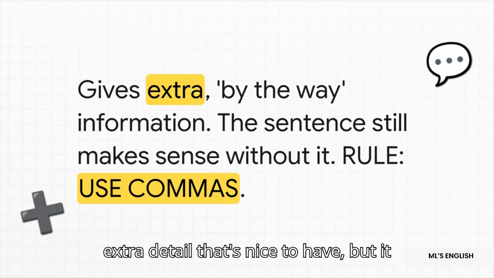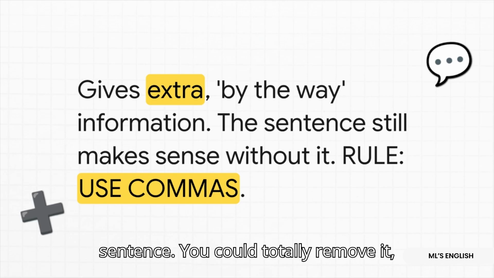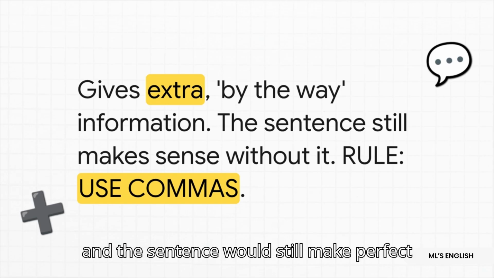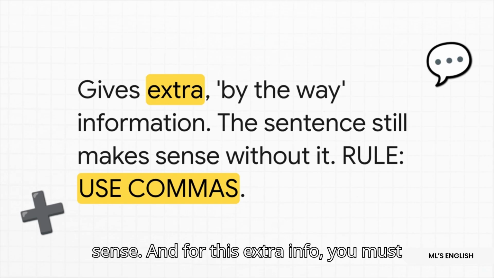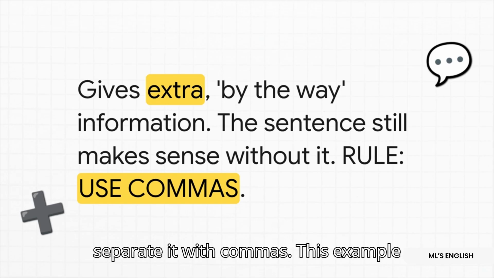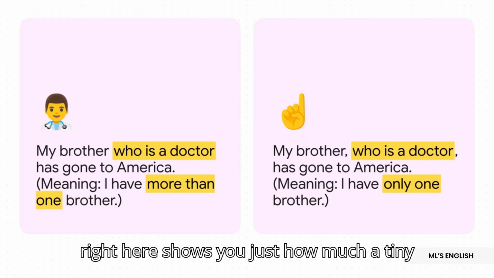You know, it's just extra detail that's nice to have, but it isn't essential to the main point of the sentence. You could totally remove it, and the sentence would still make perfect sense. And for this extra info, you must separate it with commas. This example right here shows you just how much a tiny comma can matter.